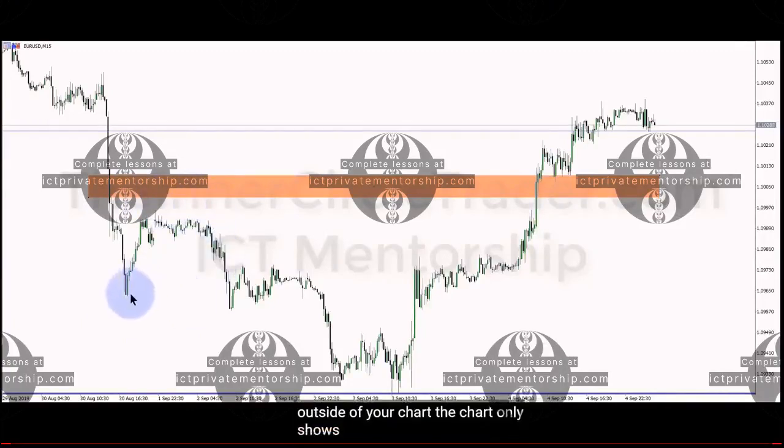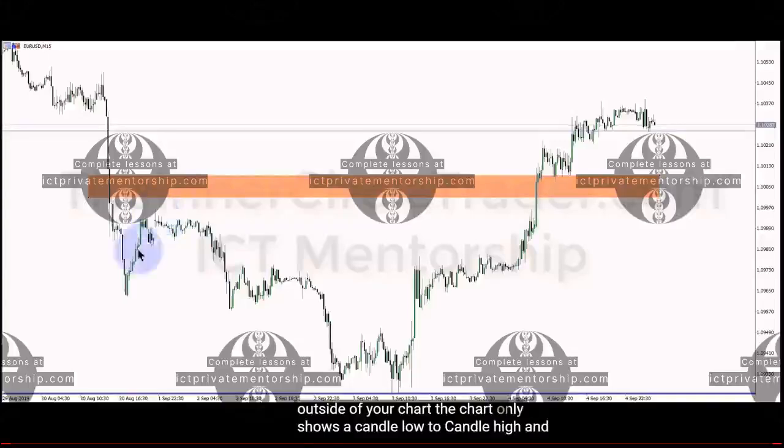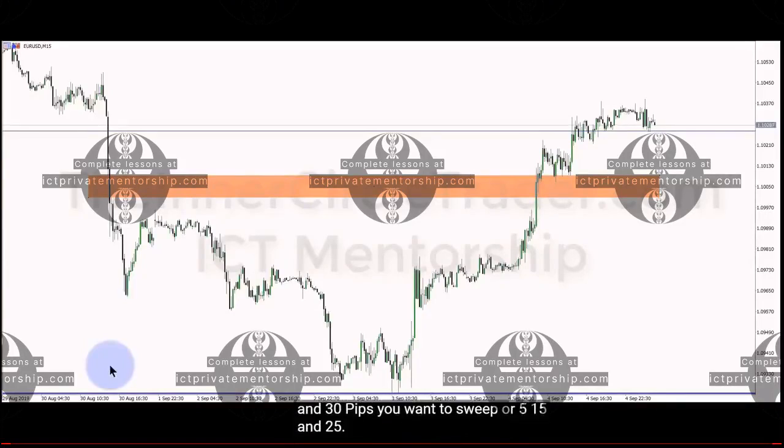What I'm teaching you is where the interbank order flow is, because it's outside of your chart. The chart only shows a candle low to a candle high, and everyone's worried about patterns and levels that create the high and the low. I'm interested in specific price levels above these old highs and below these old lows, in the form of a range of 10, 20, and 30 pips on a sweep, or 5, 15, and 25 in terms of grades above and below old highs and lows. Because IPDA will search for liquidity in that manner.